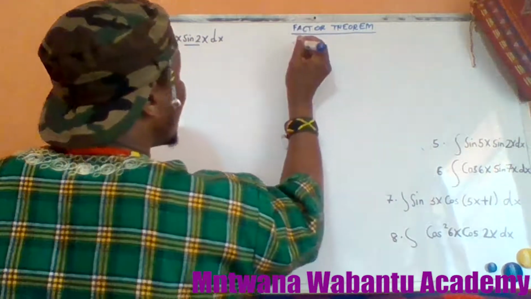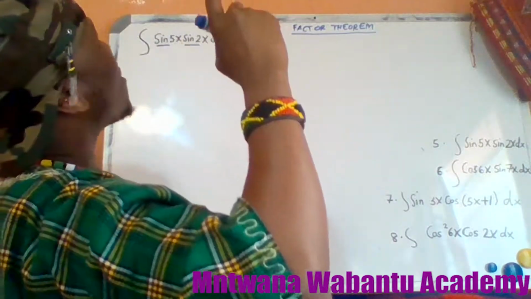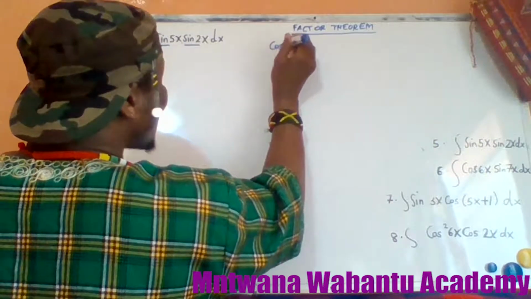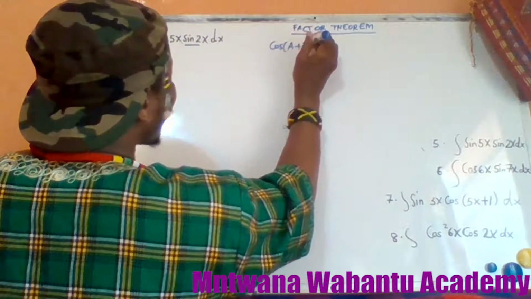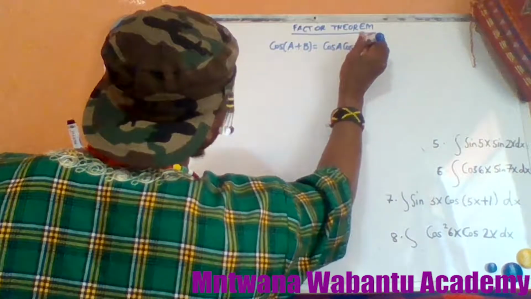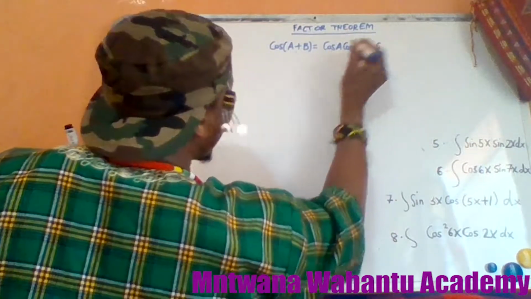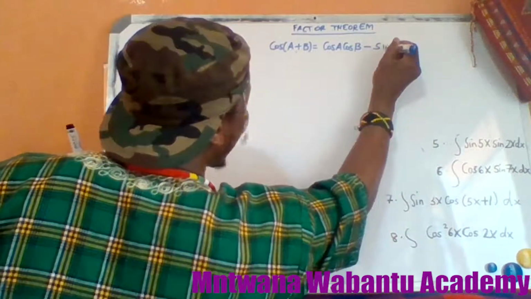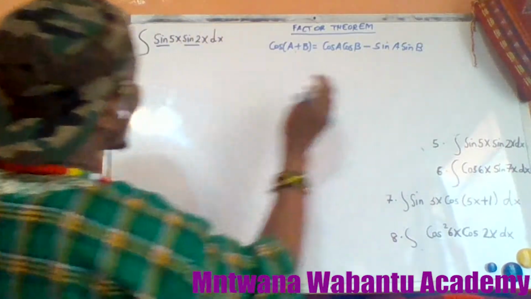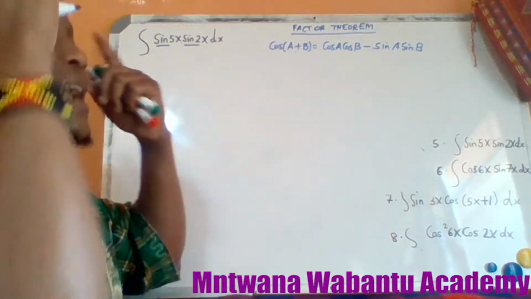So for me to get factor theorem, look, what is the compound formula which has a sine? It's the compound formula of course. It's always cos of A, let's say angle A, plus angle B. It's always equal to cos A cos B, and then this is plus, this is always minus, and then sine of the first angle, which is A, and sine of the second angle.